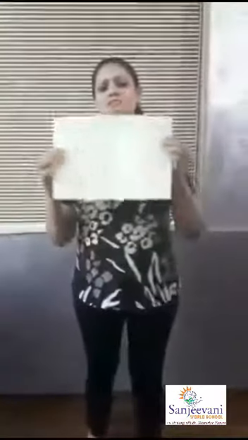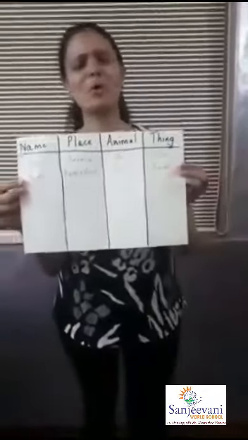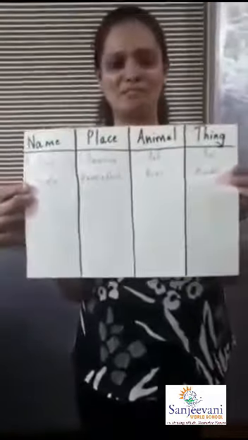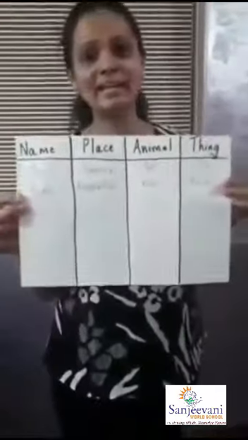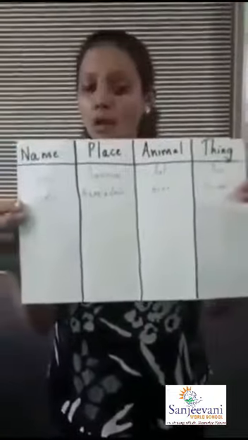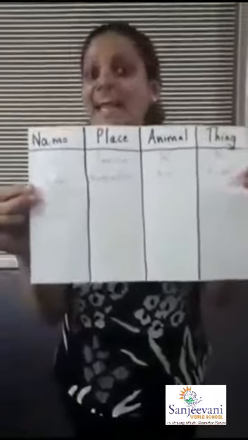Now, task number two. I'm sure you all have played this game. Name, place, animal, thing. We have also played when we were small. All your parents, everyone must have played. Now, your task number two is, again, A to Z. Alphabetically, in an order, you will go on writing the name, place, animal and thing letter wise.